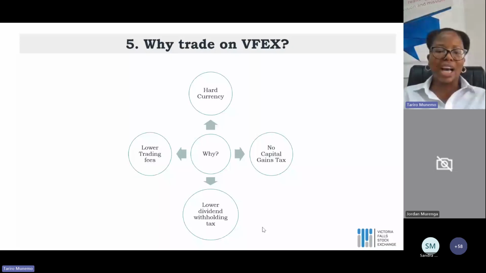Then the money question becomes, why should I even trade on VFX? So the next two slides will address the why question, right? So when we talk about why you should trade on VFX, looking at the exchanges that we have here in Zimbabwe, you'll find that VFX provides you with the lowest trading fees. So our trading fees are the money grabber.